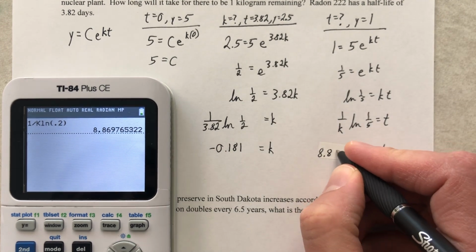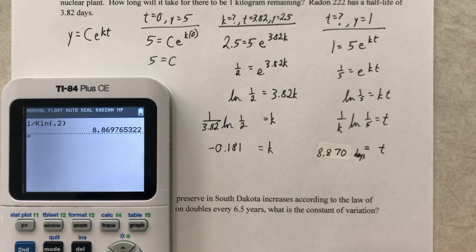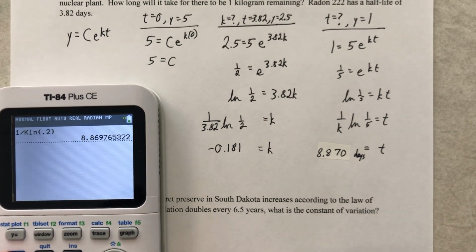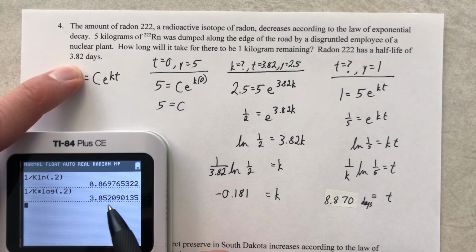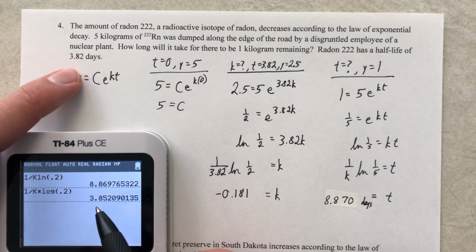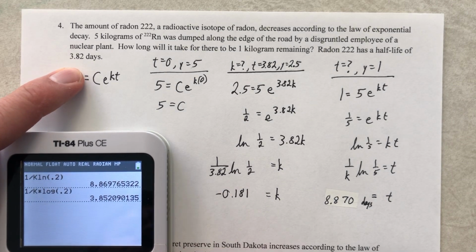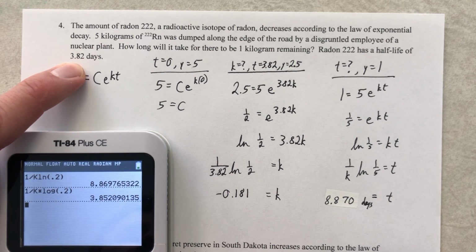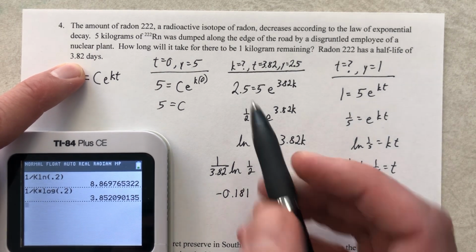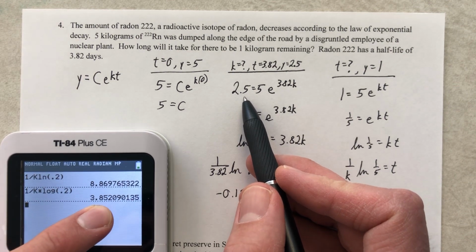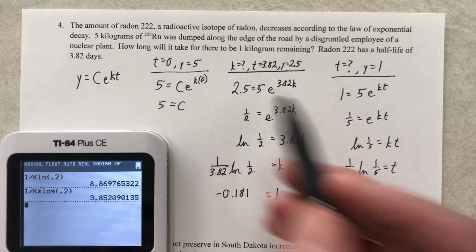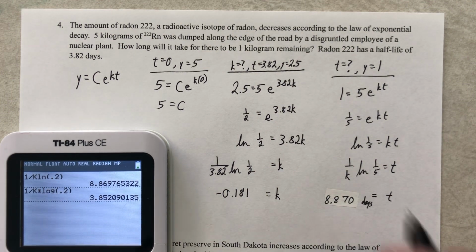So 8.870 actually. 8.870 days is how long it takes. So my original answer, I think, was this, and I got 3.852. That is super close to this. So these are about the same, and I knew something was wrong because if it takes 3.82 days to reach half of what it was, which in this case was 2.5, then it would take an additional 0.03 days to decay all the way down to 1. Something was wrong.